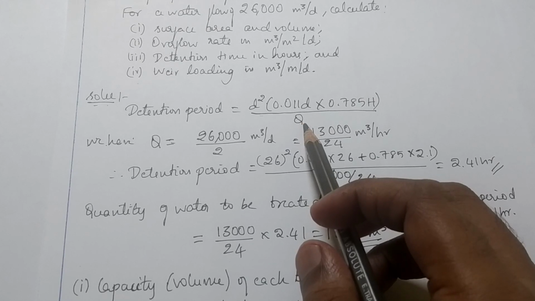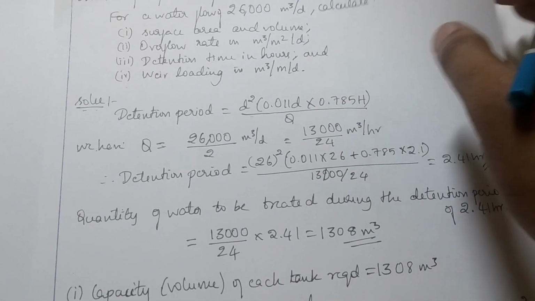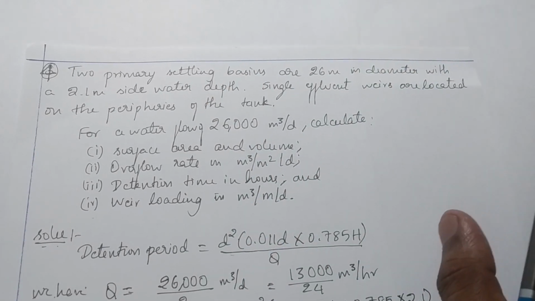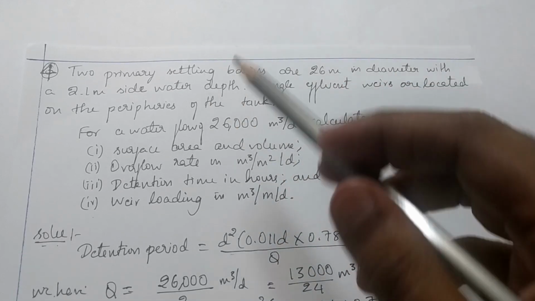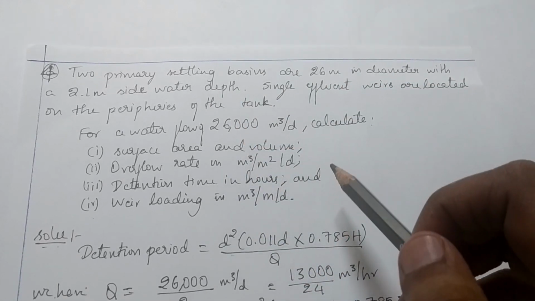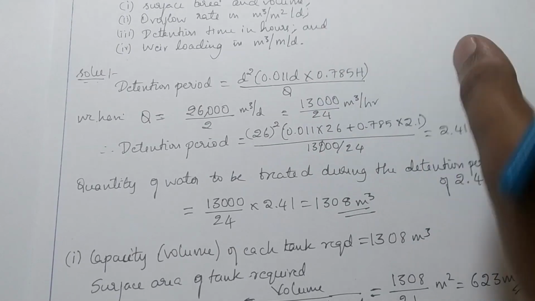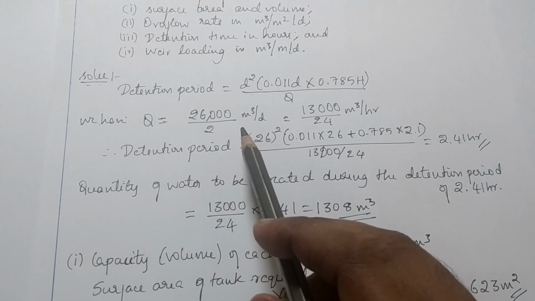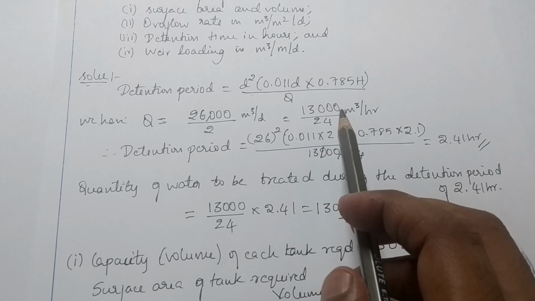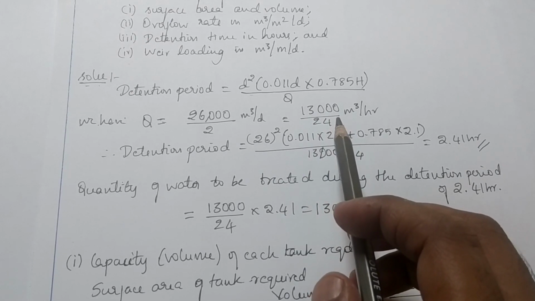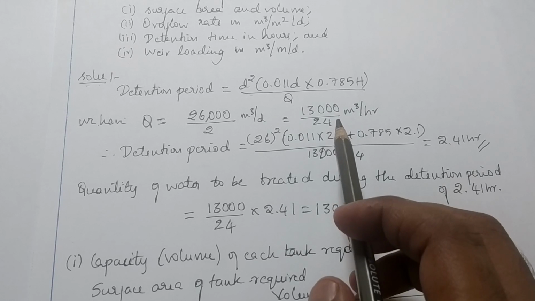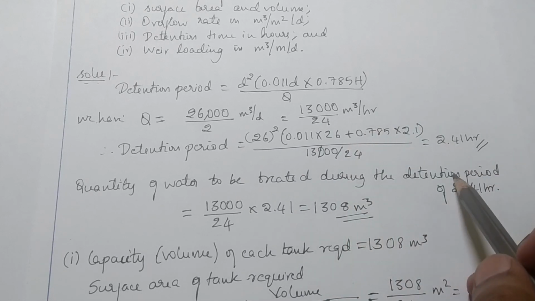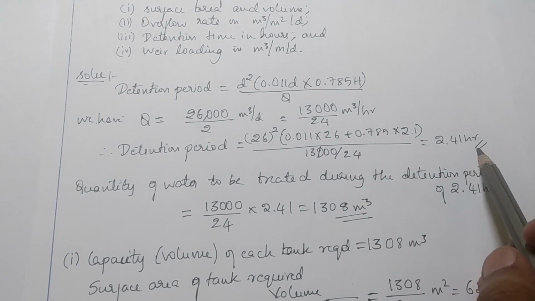But while substituting Q, you should be very careful that it is mentioned in the question that two primary settling basins are in working condition, and these two basins are receiving 26,000 meter cube per day. So that means this discharge should be divided between these two. So Q should be 26,000 divided by 2 meter cube per day, that is 13,000 meter cube per day. On converting it to hour, it will be written like this. After substituting this Q into this equation, we will get the detention period as 2.41 hours.